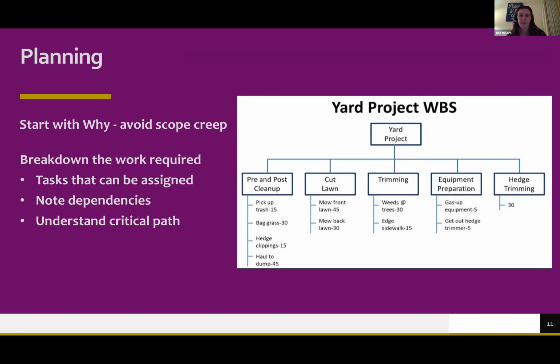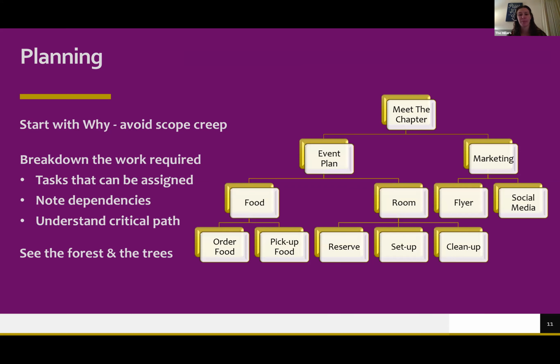So what might that look like in Delta Sig? Well, it might look like a Meet the Chapter event, and you can break that down into the tasks of planning the event itself, as well as the physical event and then the marketing of the event. And so for marketing, you might need to create a flyer to put up around campus, and you might want to have a social media plan. For the event itself, you might want to make sure that you have food, as well as a physical space to hold the event. Obviously, this is a pre-COVID or post-COVID example.